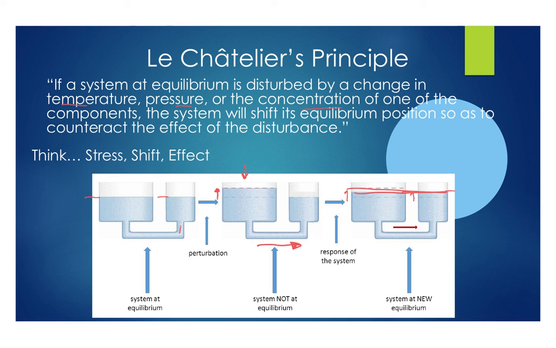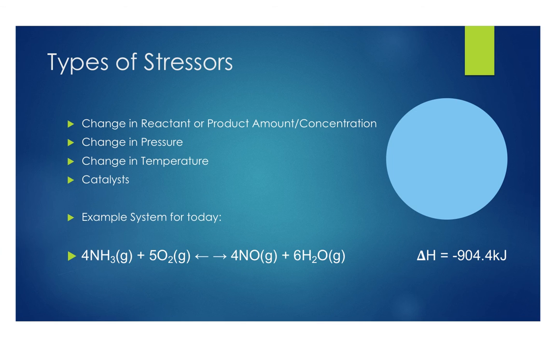The end equilibrium position might look different than the beginning equilibrium position, but it will still be in equilibrium. Again, the types of stressors that do this: one, a change in the reactant or product amount or concentration; a change in the pressure in a system; a change in the temperature in a system; and we'll also talk a little bit about adding catalysts to a system. Those are the types of stressors we think about when we think about LeChatelier's principle.